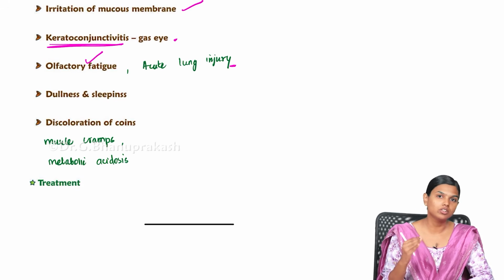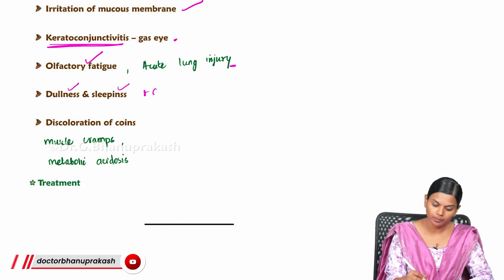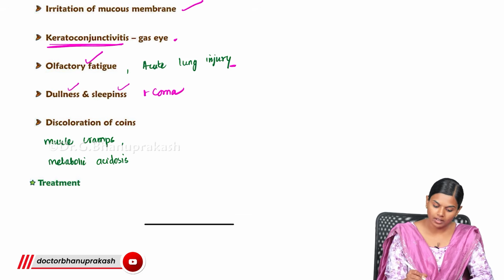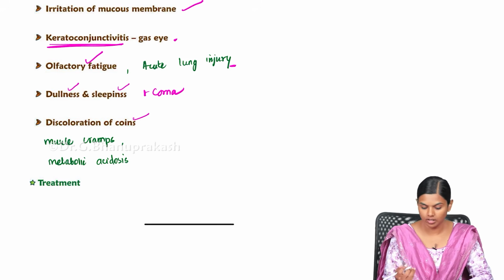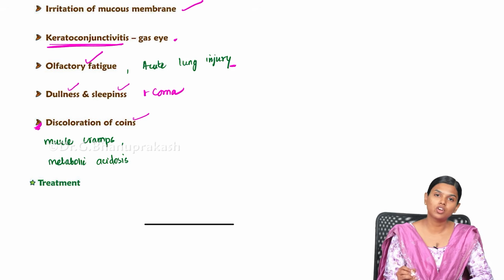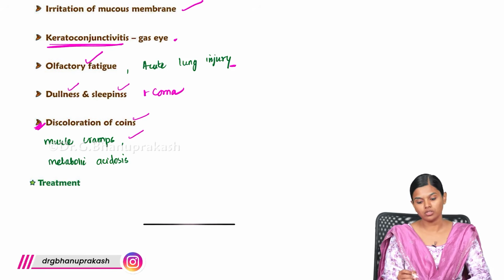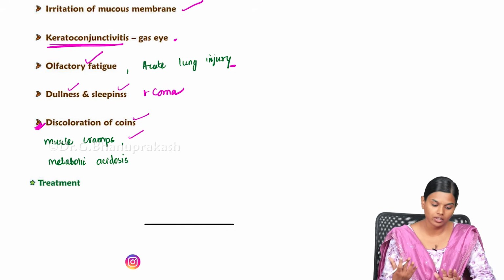And when the concentration goes high up, there will be dullness, sleepiness, and eventually coma. So, this is what you will be getting when the concentration keeps on increasing. And if you have any coins, any metals in your pocket while being exposed to this hydrogen sulfide, there will be discoloration of that metal also. And apart from that, you will have muscular cramps and metabolic acidosis. So, these are the common symptoms that you can expect in a person who is exposed to hydrogen sulfide.